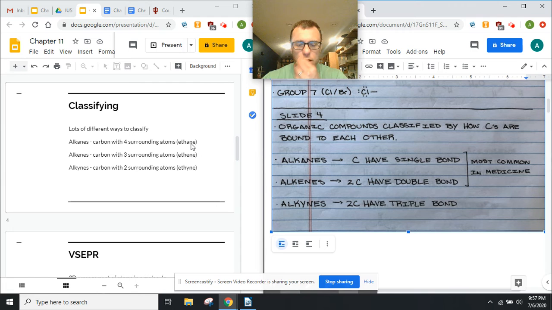So ethane, 2 carbons with a single bond. Ethene has 2 carbons and there's a double bond between them. And ethyne, there's 2 carbons and a triple bond.